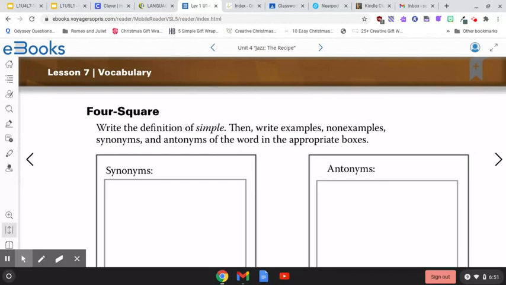In Unit 2, we introduced antonyms or opposites. We used the word fragile and talked about antonyms such as unbreakable and sturdy. In Unit 3, we learned about synonyms, or words that mean the same or nearly the same. We said that synonyms for mortal include words like human and fatal. So today we're going to look at the word simple.